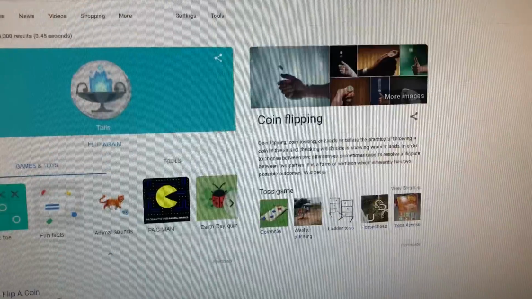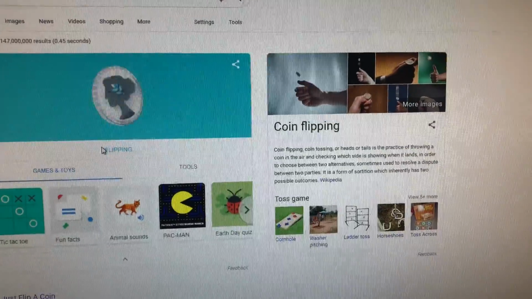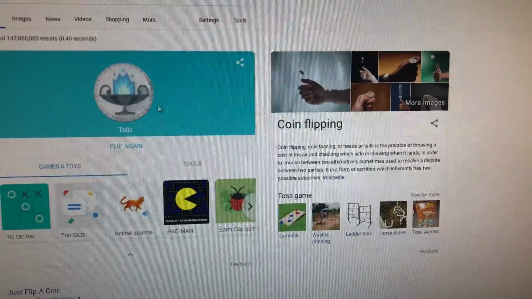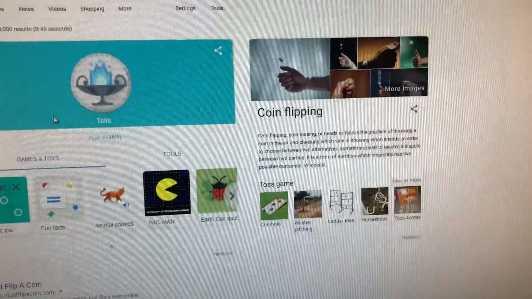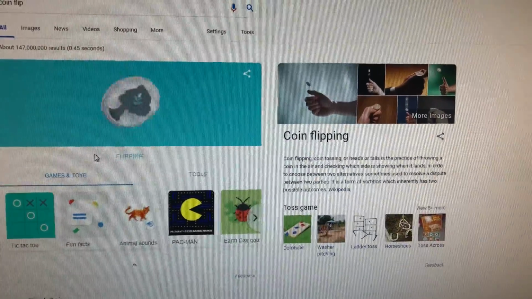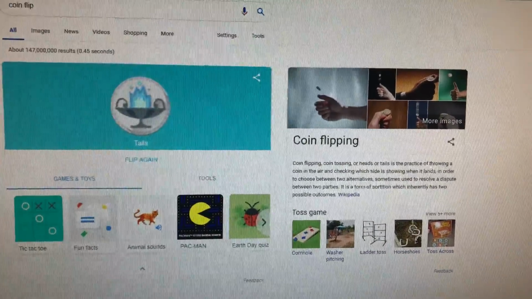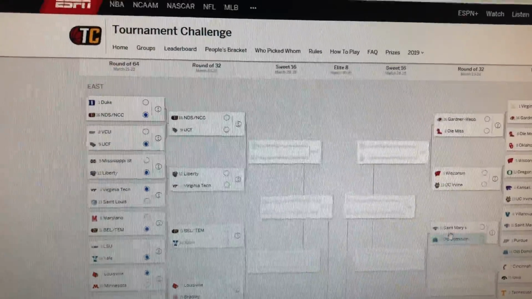Another upset pick. Villanova and St. Mary's. I'm going to be really interested to see who wins this bracket now that no number 1 seeds are there. We have another upset in St. Mary's. Purdue, Old Dominion. Let's see who gets the dub. We have Old Dominion. Wow, what is going on with all these tails?